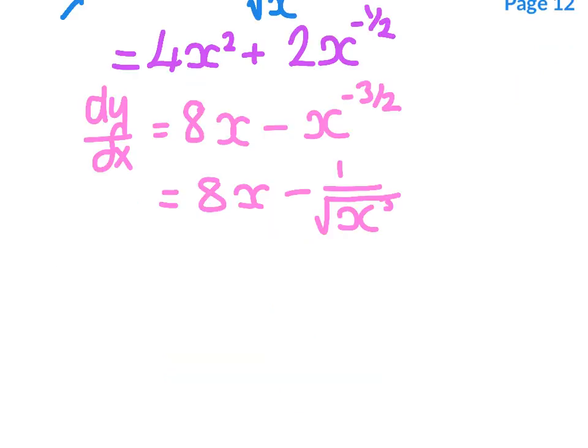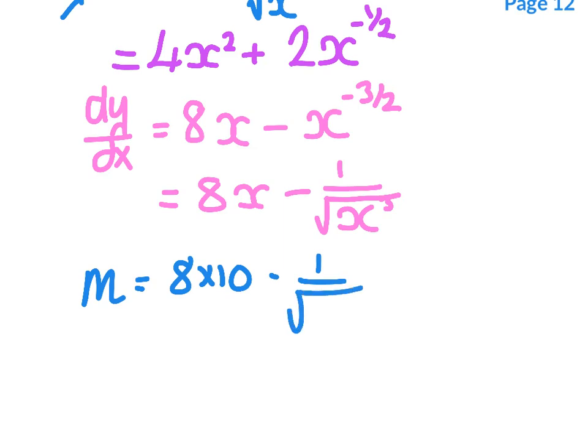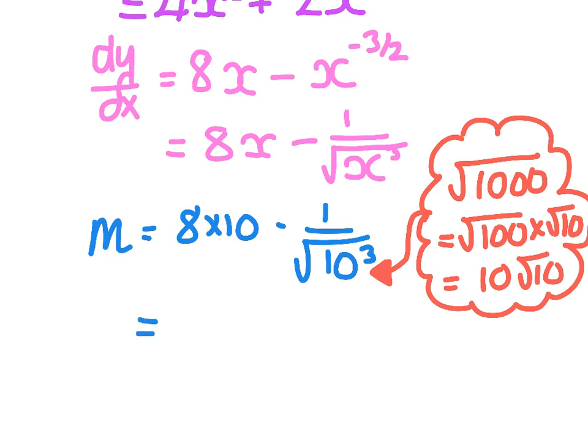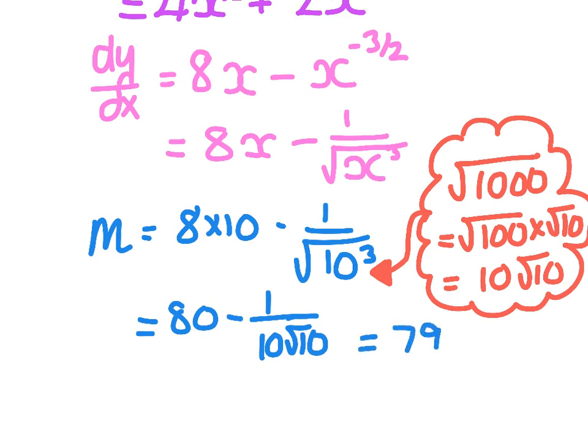So when x equals 10, the gradient is equal to 8 times 10, take away 1 over the square root of 10 cubed. And that can be simplified to 80 minus 1 over 10 root 10. If you're not sure of how that surd worked, check the red bubble. As a decimal, that is 79.97 approximately. So we've calculated the gradient, and now I need to say that the gradient is greater than 0. Therefore, the curve is increasing.